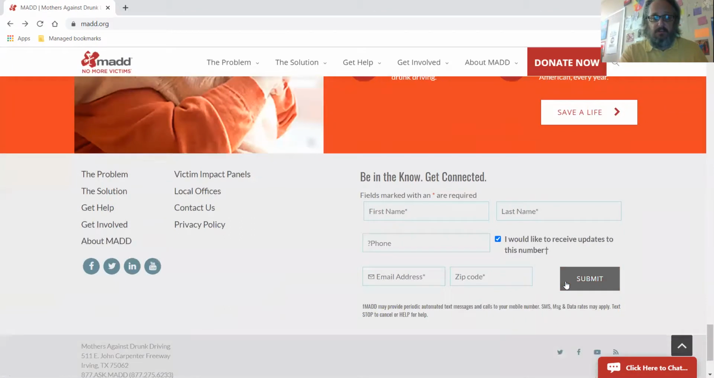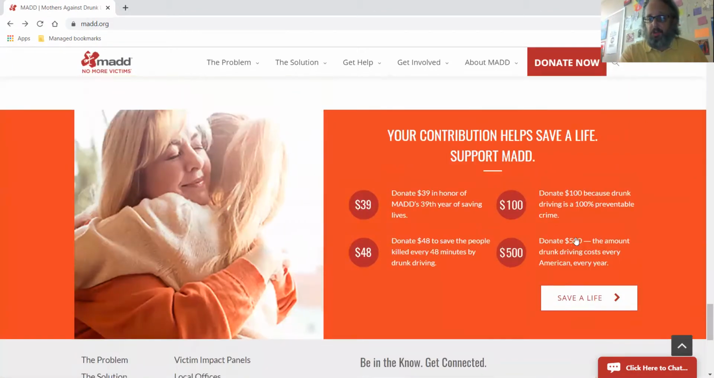Okay. And you can see these other things that they do. They have your how you help. Notice this button right here. Where do you think Save a Life goes to? Where do you think it goes to? That's right. It goes to a donate now place. Because just by changing the title of that button from Donate Now to Save a Life, they repeat the idea, but they also indicate what donating does, what your money does here. Your contribution helps save a life, support MAD.